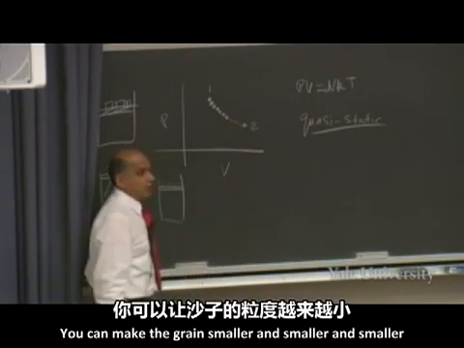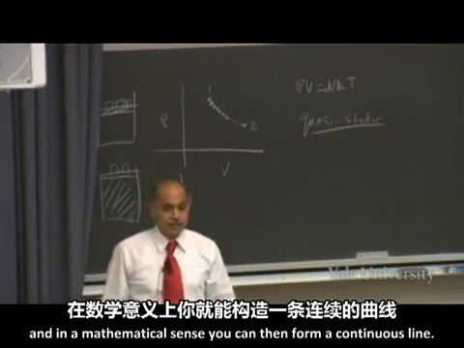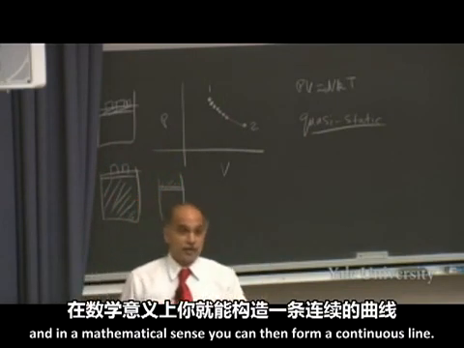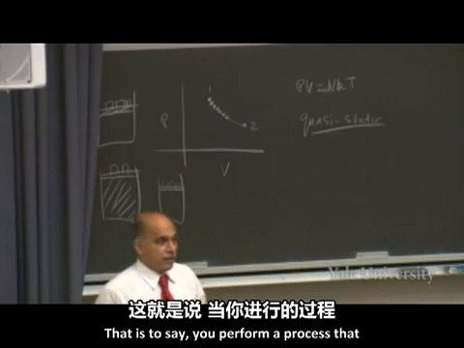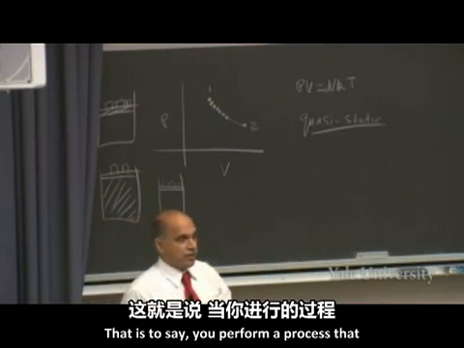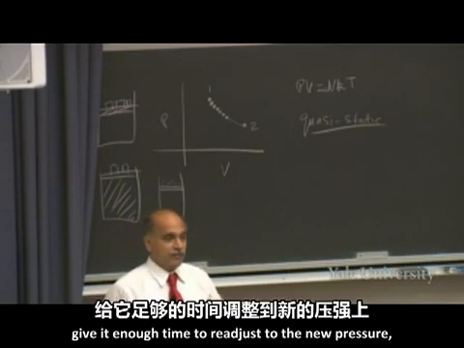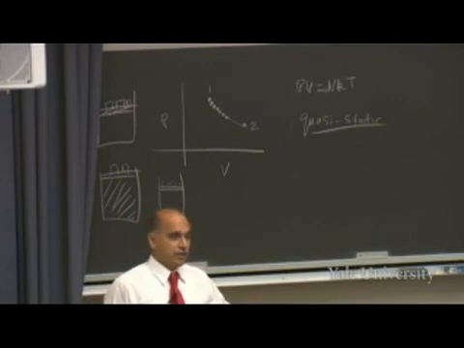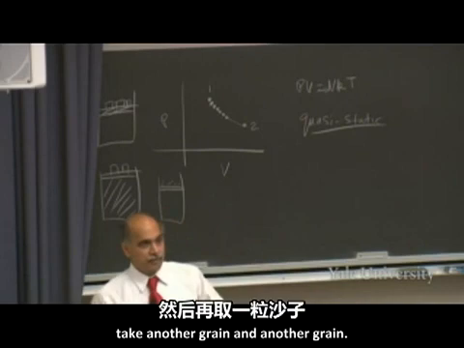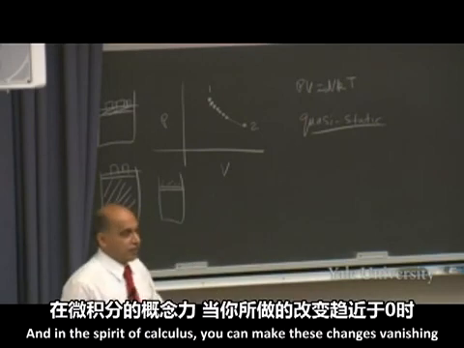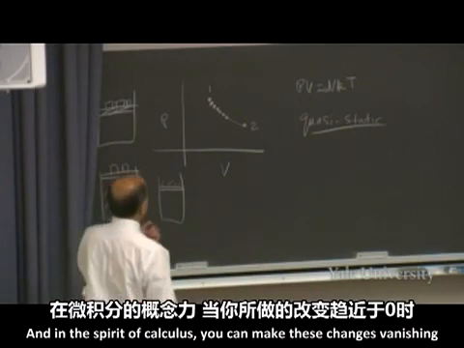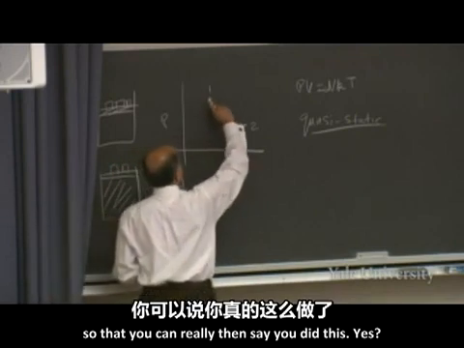You can make the grain smaller and smaller and smaller, and at a mathematical sense, you can then form a continuous line. That is to say, you perform a process that leaves the system arbitrarily close to equilibrium, meaning give it enough time to readjust to the new pressure, settle down to the new volume, then take another grain and another grain. And in the spirit of calculus, you can make these changes vanishing so that you can really then say, it did this.